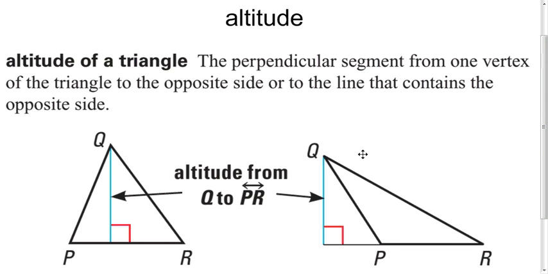And in the case that you have an obtuse triangle, the altitude can be outside the triangle, you just have to extend that side that it would hit to form the right angle. So this altitude is actually not inside the triangle.